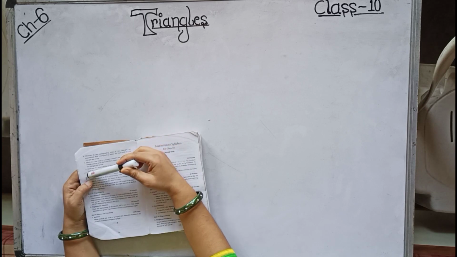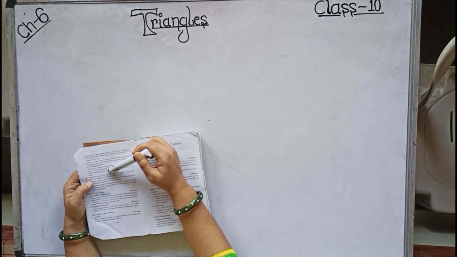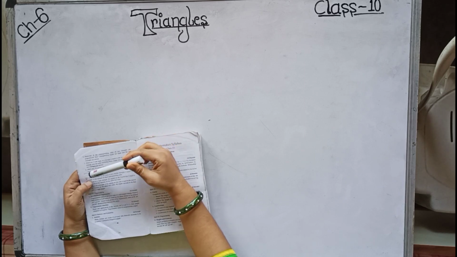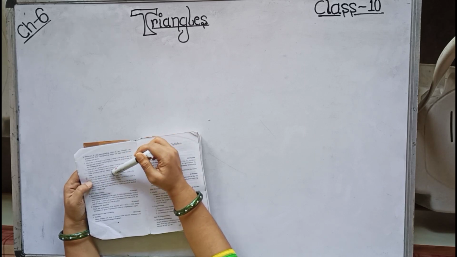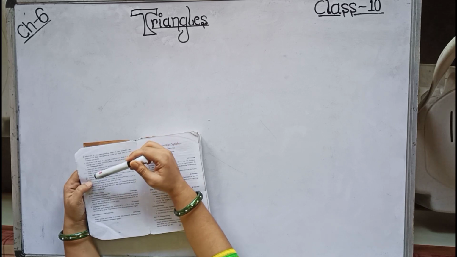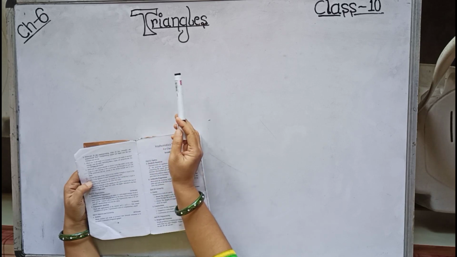Now number 7, it is written prove, and the statement is: the ratio of the areas of 2 similar triangles is equal to the ratio of the squares on their corresponding sides. Now make a cross mark over there. This time this theorem is deleted from the syllabus of the chapter triangles.